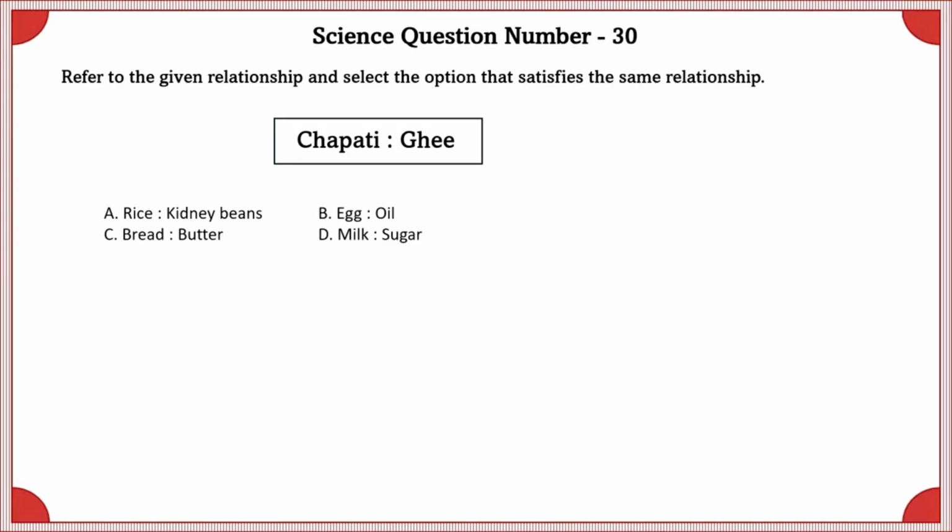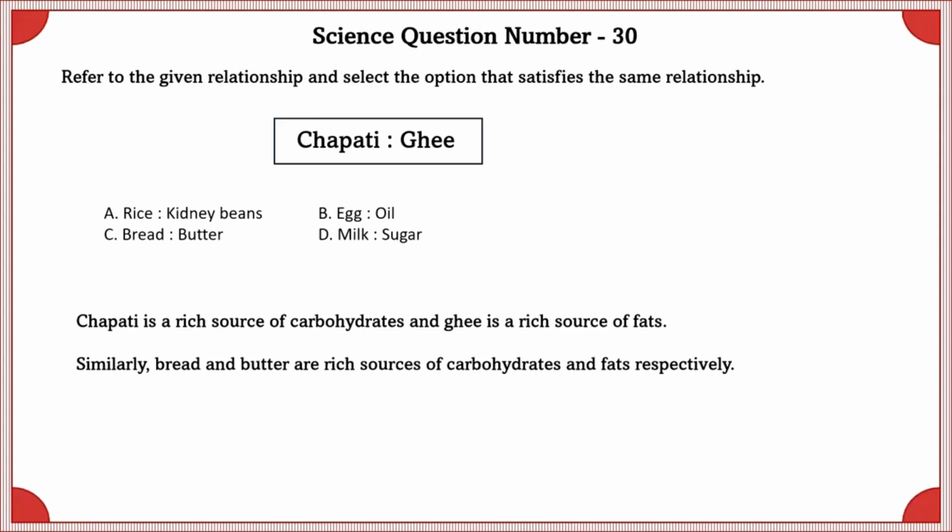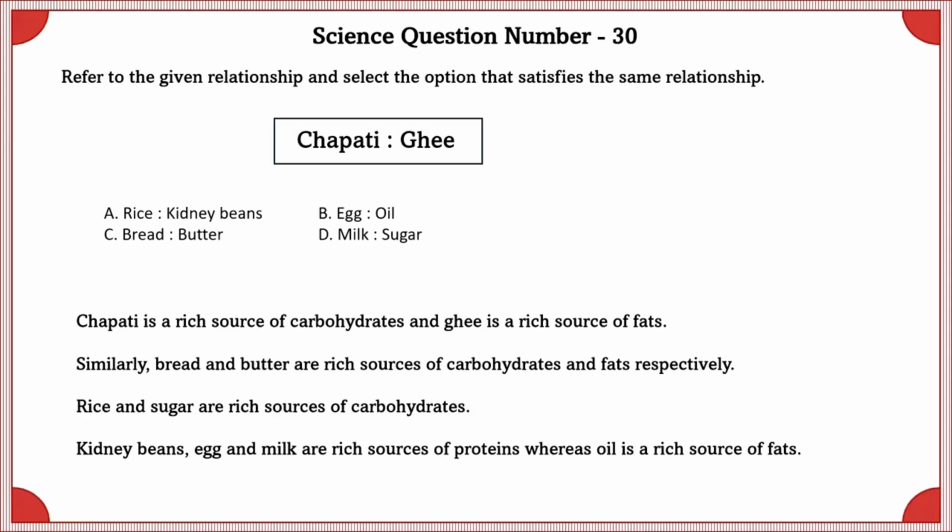Science question number 30. Refer to the given relationship and select the option that satisfies the same relationship. Chapati is a rich source of carbohydrates and ghee is a rich source of fat. Similarly, bread and butter are rich sources of carbohydrates and fats respectively. Rice and sugar are rich sources of carbohydrates. Kidney beans, egg, and milk are rich sources of protein, whereas oil is a rich source of fat. Therefore, according to this, we can see that the C option is the correct option.